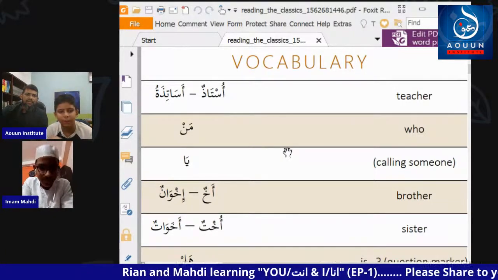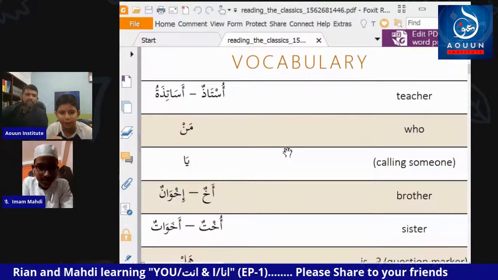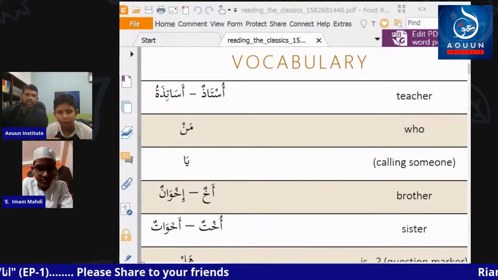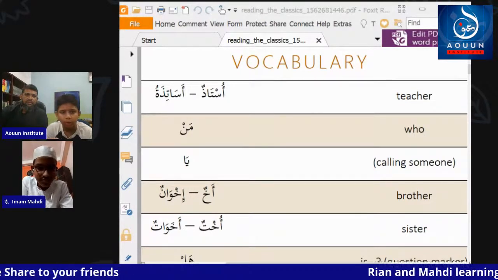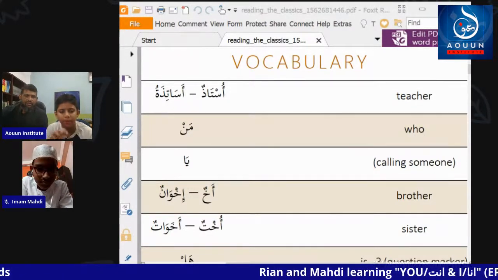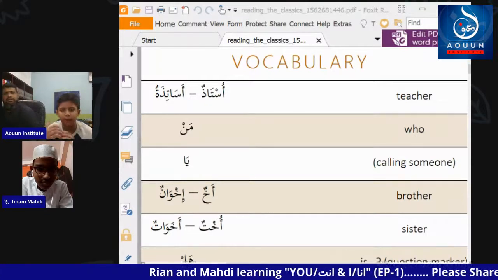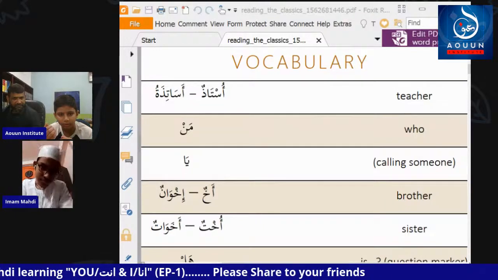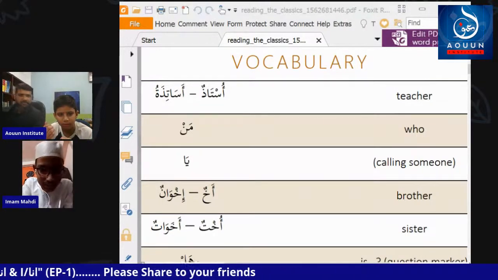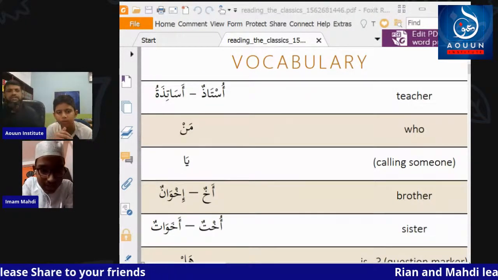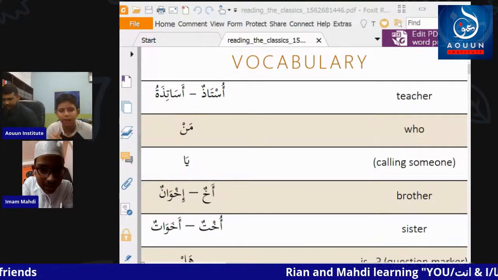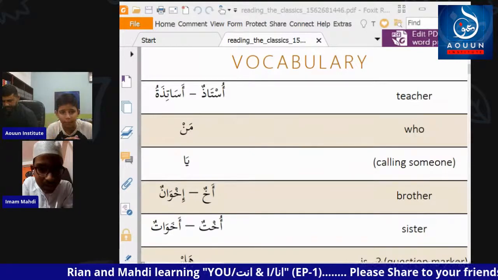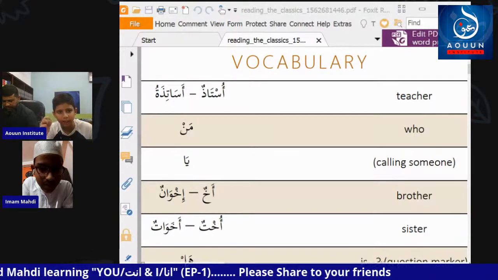The first thing that we are going to learn is that teacher in Arabic is actually Ustad, and the plural version of Ustad is Asatizah, which means lots of teachers. So say it again with me. Ustad, teacher. Ustad in Arabic, in English, teacher. Teacher in Arabic, Ustad. Okay? Say it again.